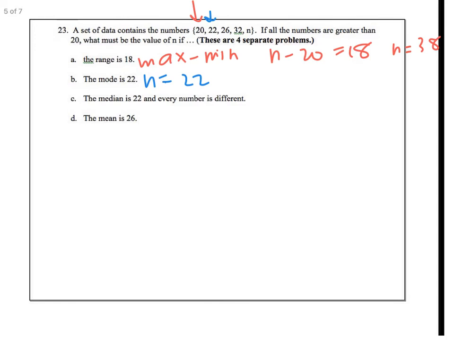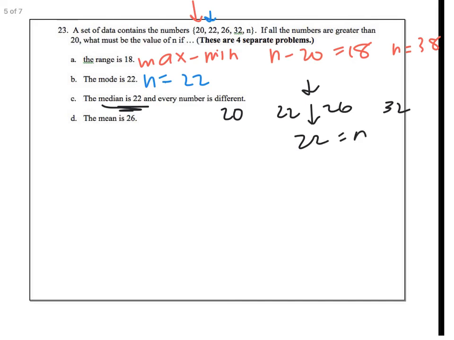So for C, let's put them in order and leave some space, and I'll explain why. So I know I have a 20, a 22, a 26, and a 32, and then I have some missing number n still that needs to go in there somewhere. But I know I want the median to be 22. So median means middle. So I know it needs to fit between these 2 numbers because I have 2 on the left and 2 on the right, which means n itself also has to be 22.